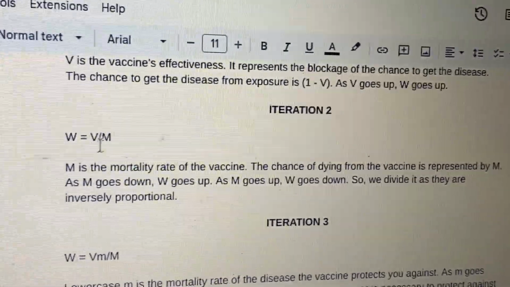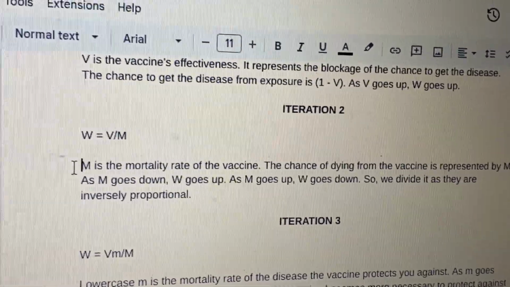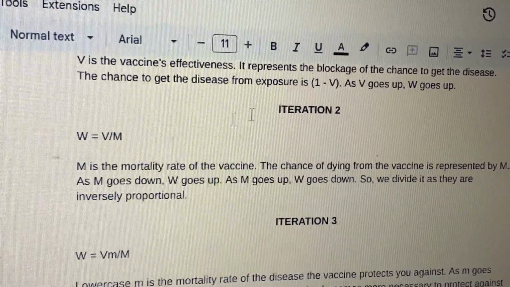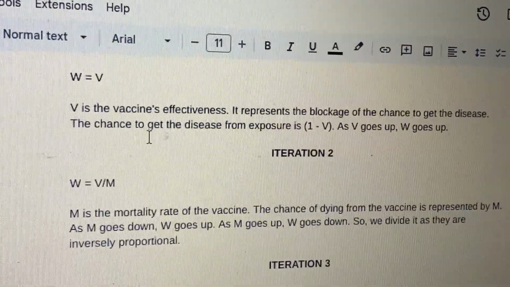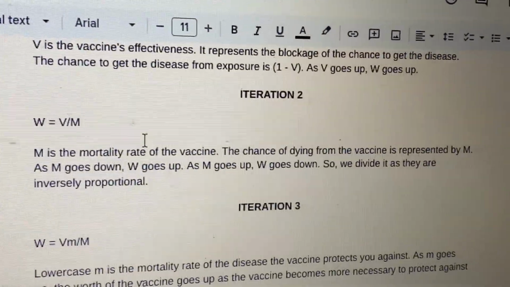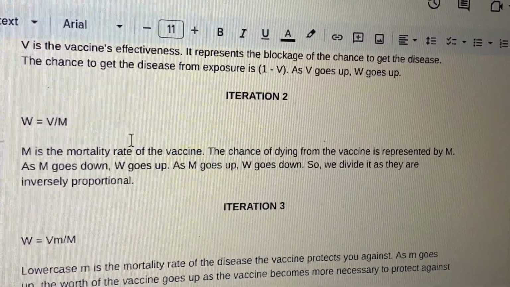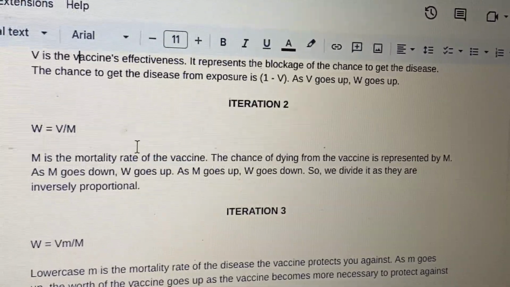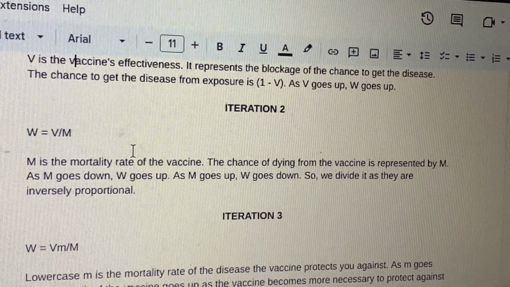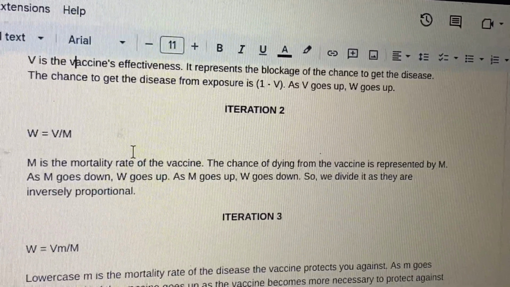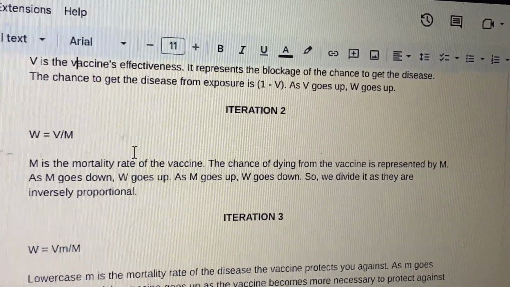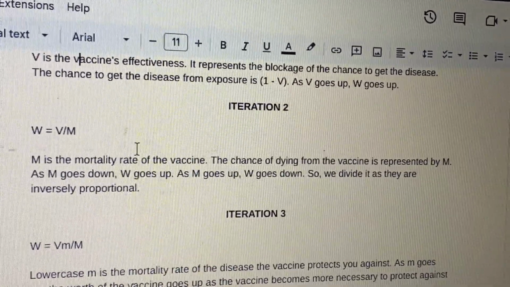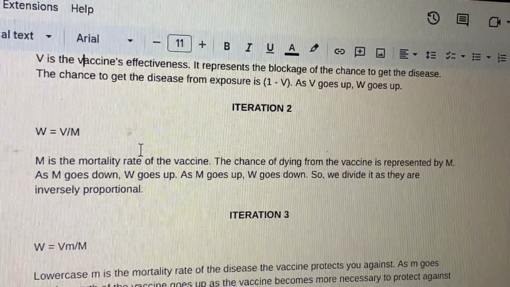Iteration 2, I decided to add in capital M. Okay, let me move my cursor out of the way so I could read this better. M is the mortality rate of the vaccine. The chance of dying from the vaccine is represented by M. As M goes down, W goes up. As M goes up, W goes down. So we divide it as they are inversely proportional.